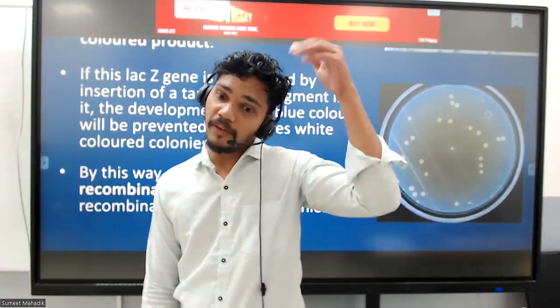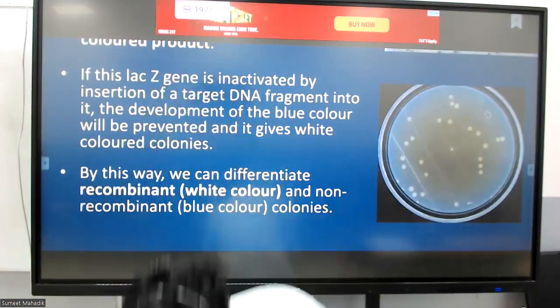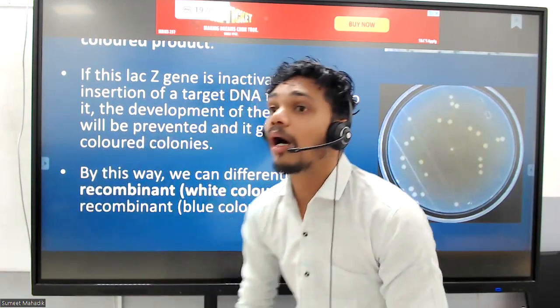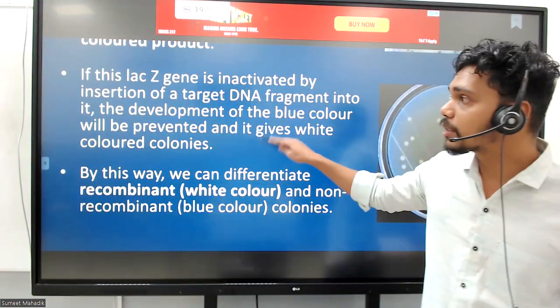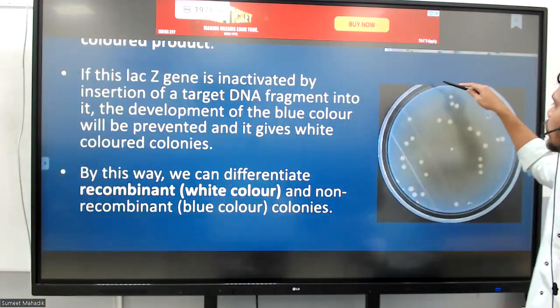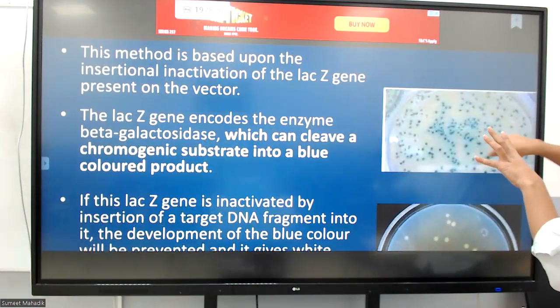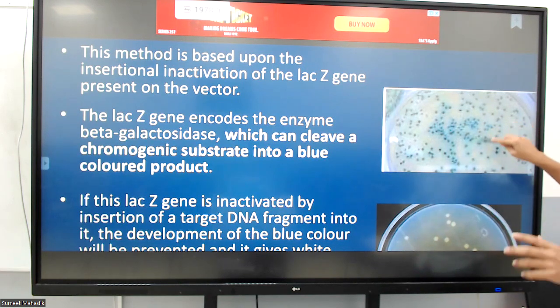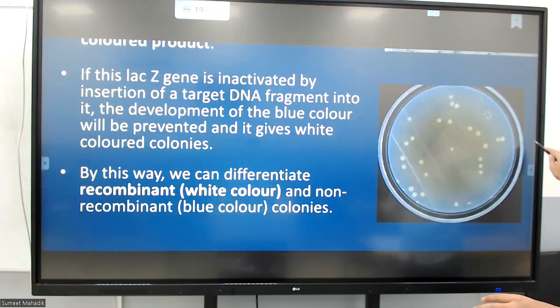So it is not possible that every plasmid will undergo recombination. Are you getting my point? So this blue-white method is used. Can you see that? Some are blue, some are white. Not exactly, but you can identify it, because this is a microscopic way to understand.